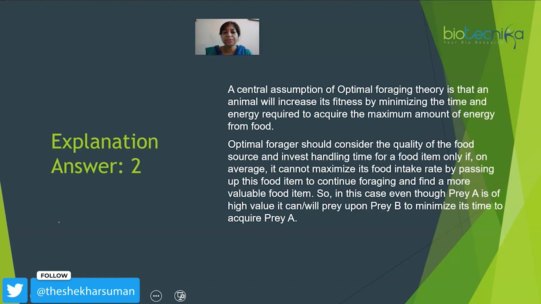So the central assumption of optimal foraging theory is that an animal will increase its fitness by minimizing the time and effort required to acquire the maximum amount of energy from the food. Okay, so it will switch to eating both prey A and prey B.